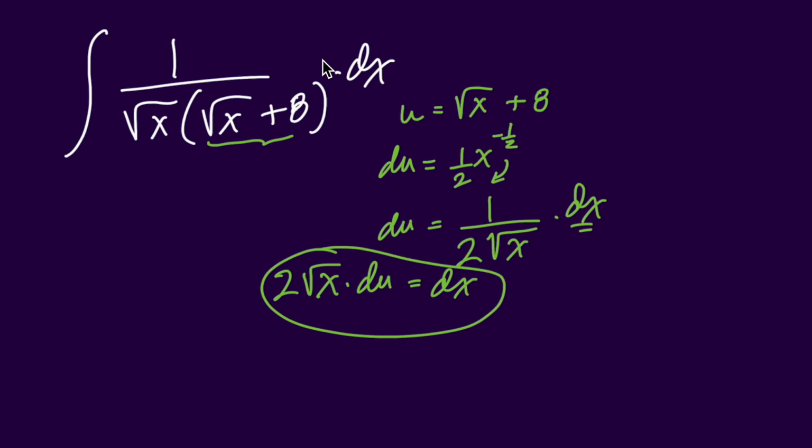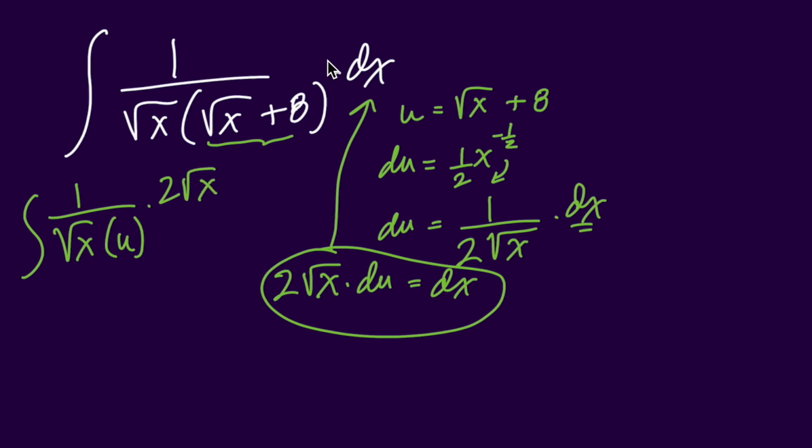Okay, we're going to go ahead and substitute that in for dx. That's going to yield the integral of 1 over square root of x times u times our dx, which is going to be 2 radical x du. The square root of x's are going to cancel out. We're going to pull out a 2, and we're going to have the integral of 1 over u du.